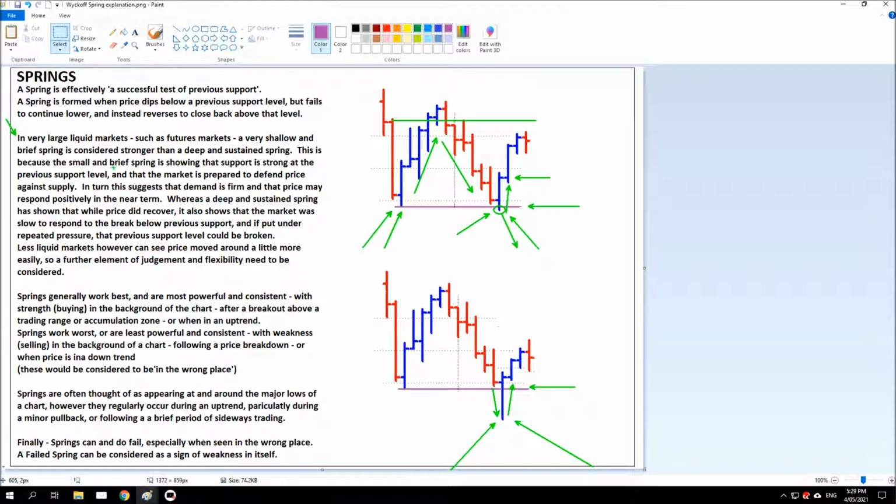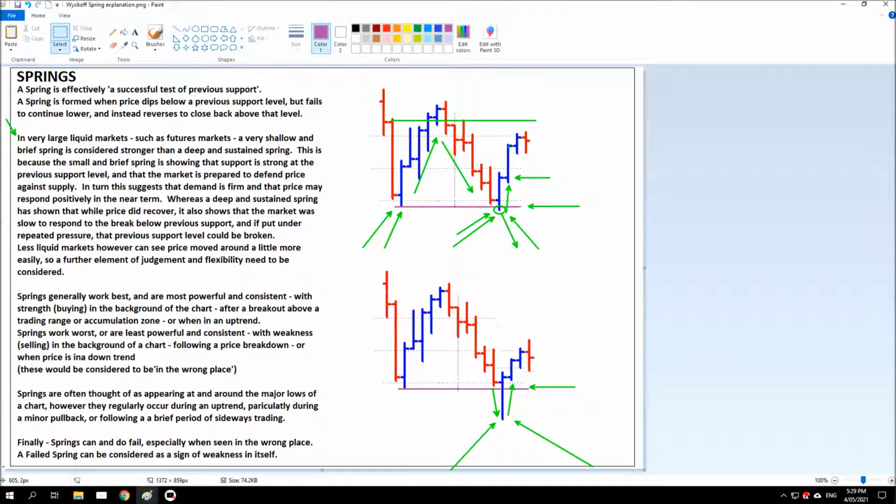This is because the small and brief spring is showing that support is strong in the market and at the previous support level, and that the market is prepared to defend price against supply. So when price dips below the previous support here, quick as a flash, buying and support came in to defend price against this level. The market was not going to allow price to continue lower, and if it did, they were in there buying the market. You can see the defense came in immediately, price just briefly dipped below and then shot back up.